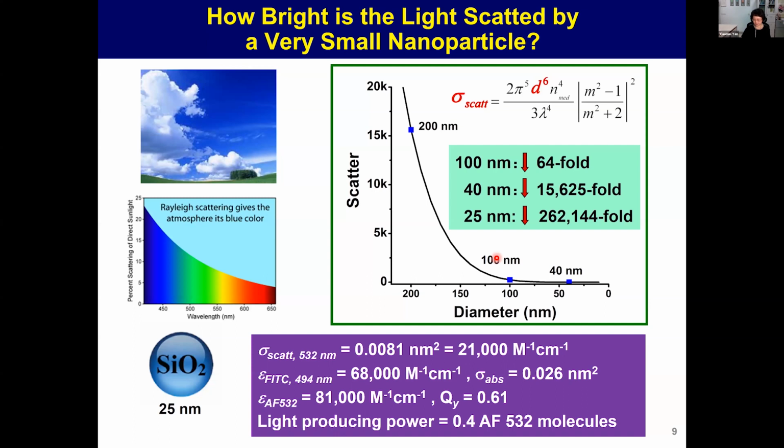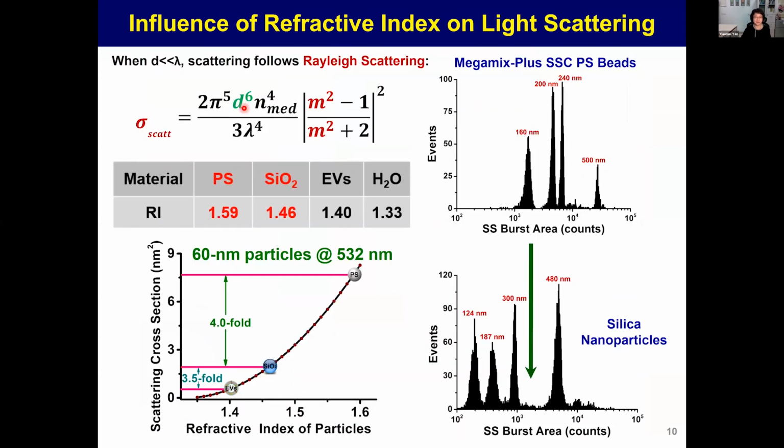On the other hand, besides the particle size effect, the refractive index also significantly affects the scattered light intensity of EVs. We can see here the different materials, polystyrene particles, silicon nanoparticles, and EVs, have different refractive index. For example, for a 60 nanometer polystyrene nanoparticle, its scattered light intensity is 4-fold brighter than the same size silicon nanoparticles. And the silicon nanoparticle is another 3.5-fold brighter than EVs.